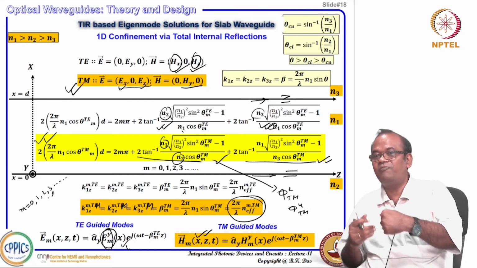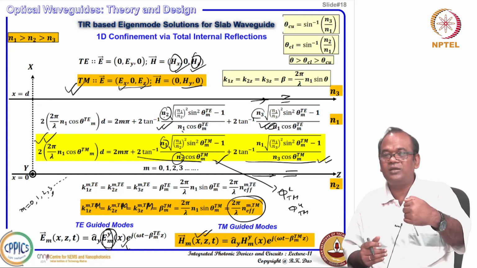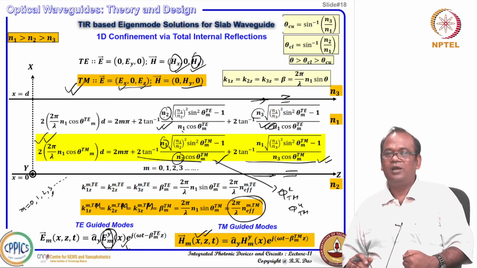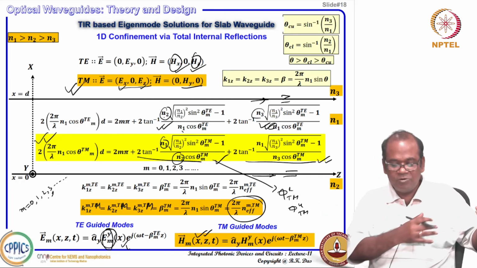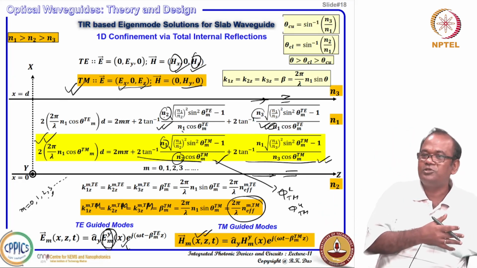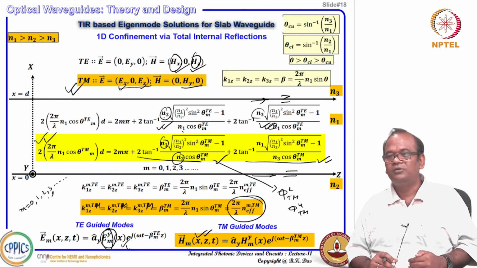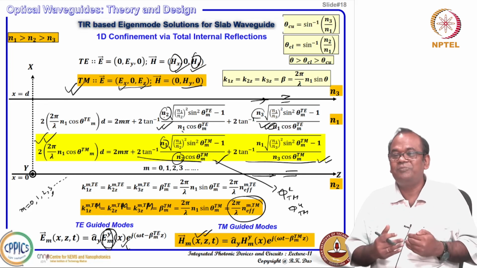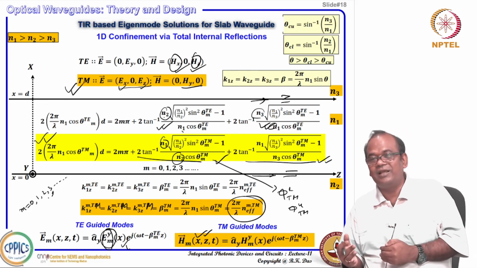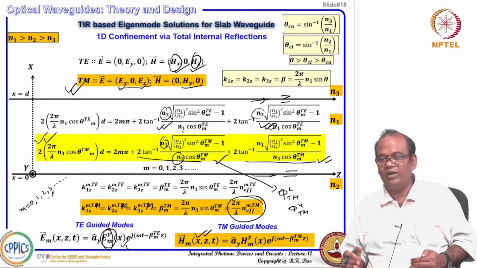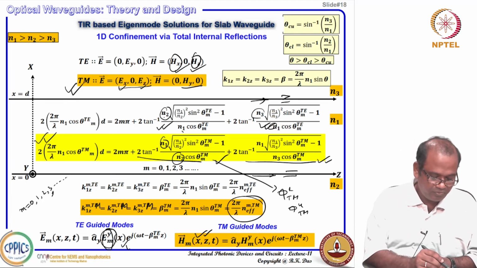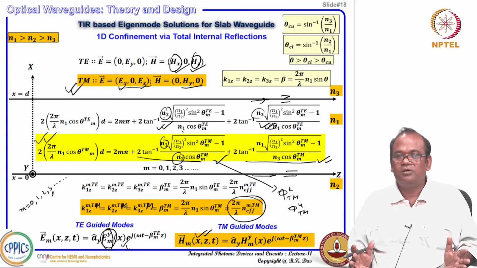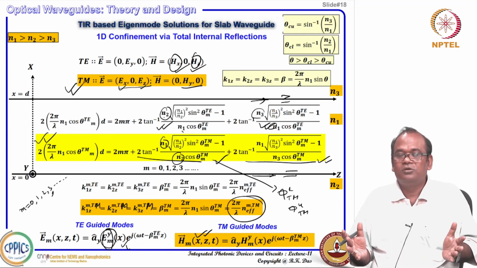If up to m equal to 5 the solutions are giving confinement along the x direction, then we can say that 5 modes are supported by the waveguide. Beyond that, even if you launch light at a certain angle, you will get solutions, but they will be leaked, not confined, because the angle is less than the critical angle at the interface, and that is why it is not confined. Okay? Fine.